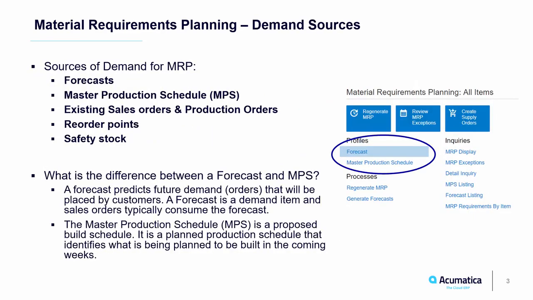Acumatica will provide a supply plan recommendation for you to create purchase orders, production orders, and transfer orders to replenish inventory. Acumatica's MRP module calculates its supply plan based on a number of sources of demand, including forecasts, master production schedules, existing sales orders and production orders, reorder points, and safety stock. Lead time is also factored in to ensure a just-in-time plan based on your specific supply and demand requirements.